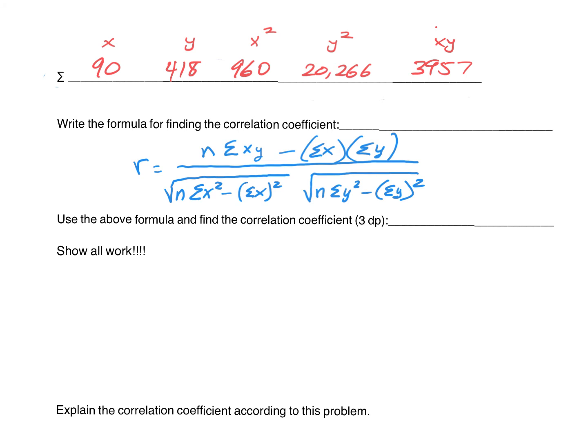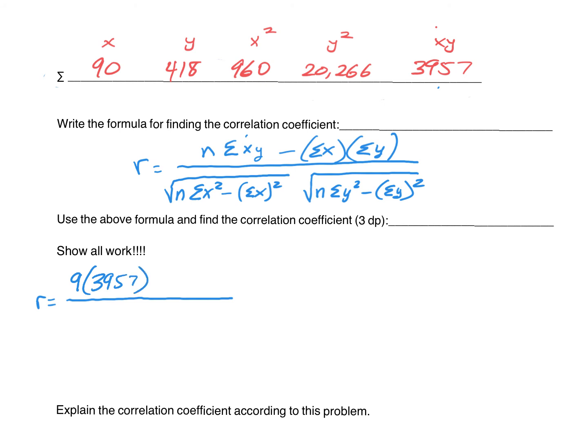And now, use the above formula and find the actual correlation coefficient to 3 decimal places. And I write down show all work. Well, this is what I want. I want you to write R equals, and this is where you're going to plug the numbers in. I need to see all numbers being plugged in. So, N, if we go back real quick, now we know the N is 9. So here's our 9. Let's do the sum of xy. Sum of xy is this number way over here, 3957.